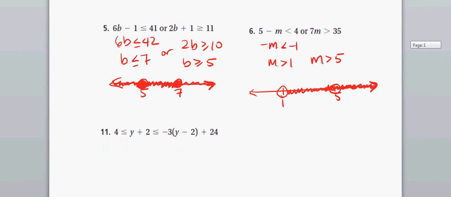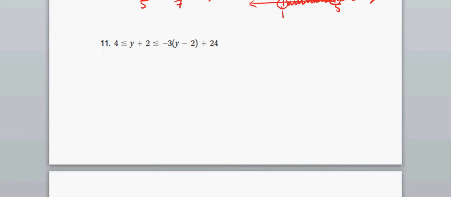In number 11, this is a unique situation because there's the variable y in more than one place, or in more than one part of the inequality. Although there are many different methods for solving this, probably the most basic way to solve is to split this inequality into two inequalities. We're going to take the first part, and then we're going to take the second part. Notice that the middle part comes with the second inequality, with the word and in between.